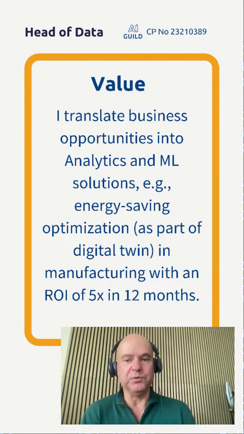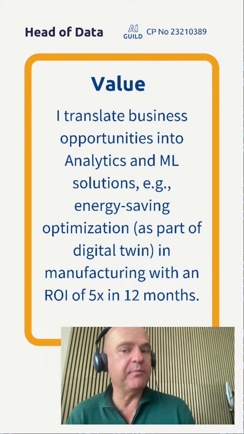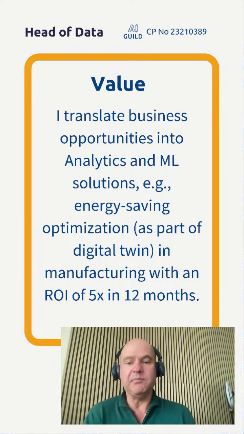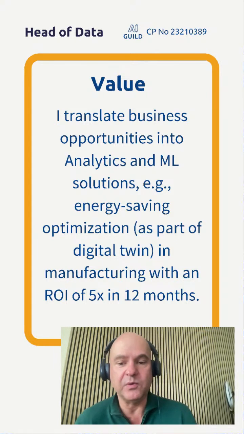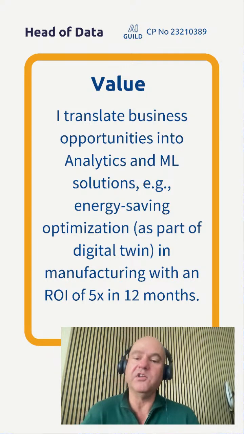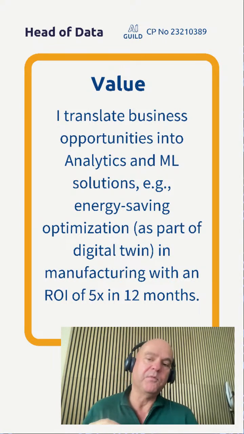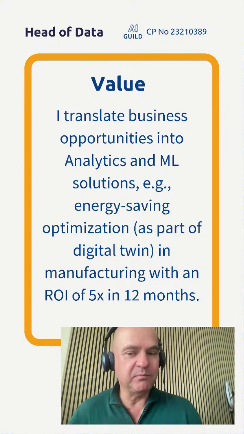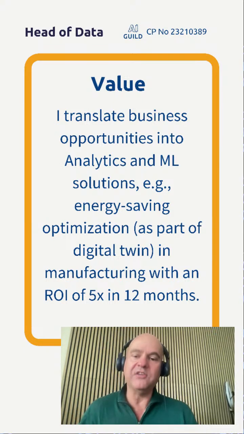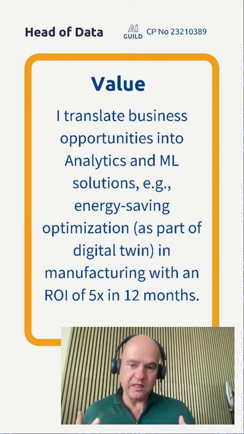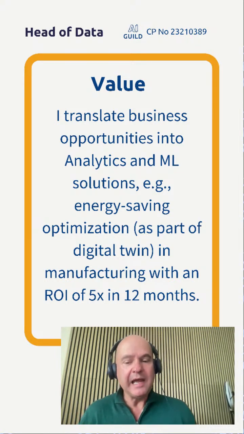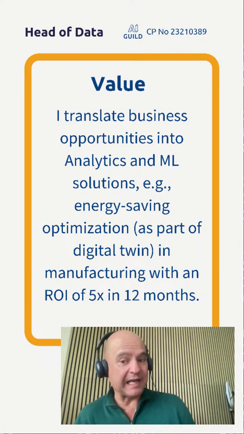Number two, value. So we have a head of data here working in companies or for companies. I translate business opportunities into analytics and ML solutions. For example, energy saving optimization as part of a digital twin in manufacturing with a return on investment of 5x in 12 months. So this is a specific claim. Of course, it's the best solution that was delivered with the highest return of investment that gets mentioned here. But it kind of shows the focus on providing this type of value and also gives a specific example that can be queried, right?